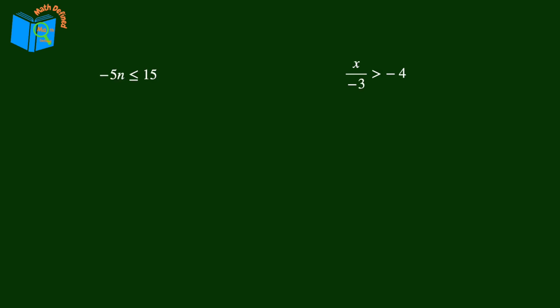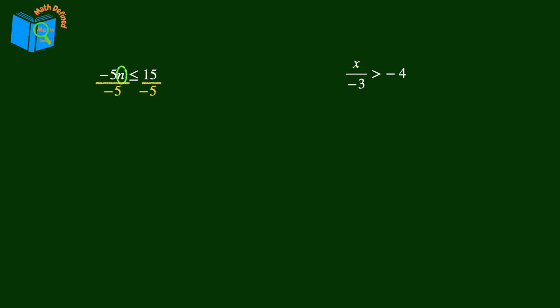Let's practice. Try these two on your own. Pause the video if you need to. First up is negative 5n is less than or equal to 15. To solve for n, we will divide both sides by negative 5.